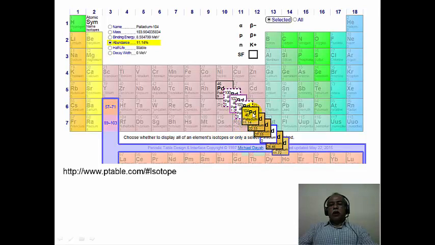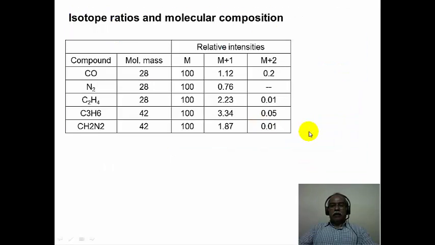For example, palladium 104 has an abundance of 11, 105 has an abundance of 22, 106 has an abundance of 27, and so on. So essentially you get the information about the available isotopes and the natural abundance of the various isotopes of a particular element in the periodic table. It's a very useful periodic table, especially if you want to find out the molecular composition, isotopic abundance, distribution of isotopes, and so on. You can easily find out using this interactive periodic table. Now this gives you the isotope ratios and the molecular composition.